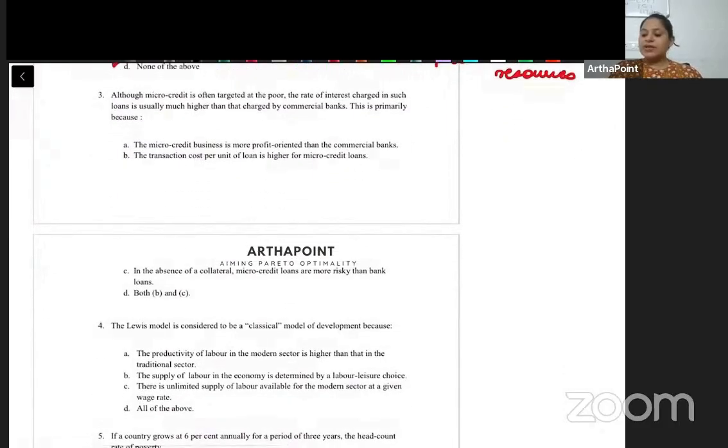Although microcredit is often targeted at the poor, the rate of interest charged in such loans is usually much higher than that charged by commercial bank. Okay, important. So just think about this.